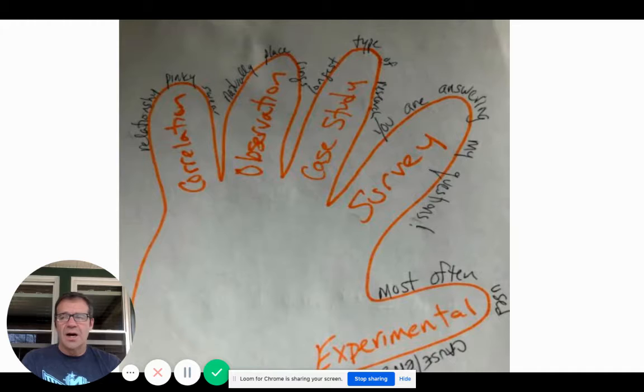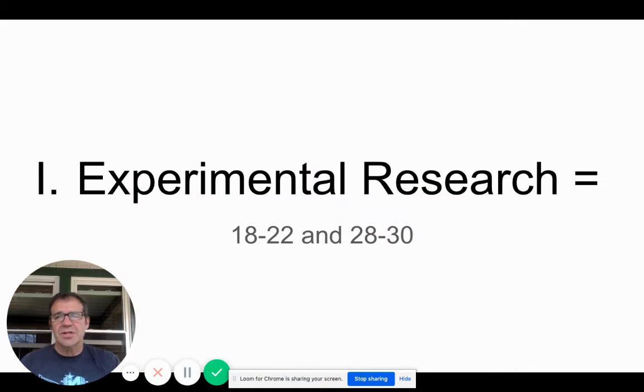So if you don't have these things written down, you can pause this and write them down. I'm going forward and talking about experimental research. Okay, now, like I said, we're going to do an outline. So that's a Roman numeral 1, experimental research with an equal sign. I'll get to what that means in a second. We're going to be looking at pages 18 to 22 and 28 to 30 for this.